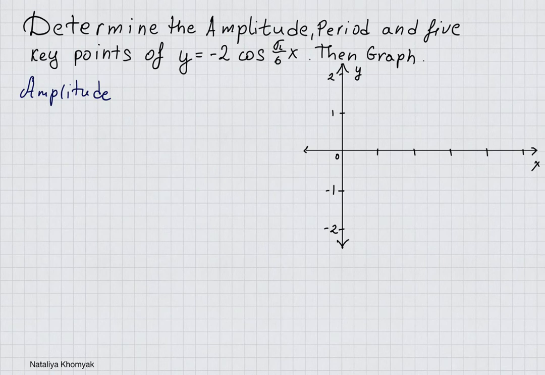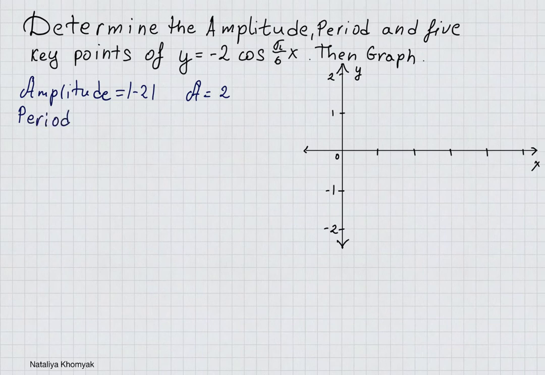Amplitude is the distance from the center line of the graph to the highest or the lowest point, and distance is always positive. It will be equal to the absolute value of the coefficient of our function. In this case, it's -2 times cosine. So we have -2. Amplitude is equal to the absolute value of -2, which is 2.